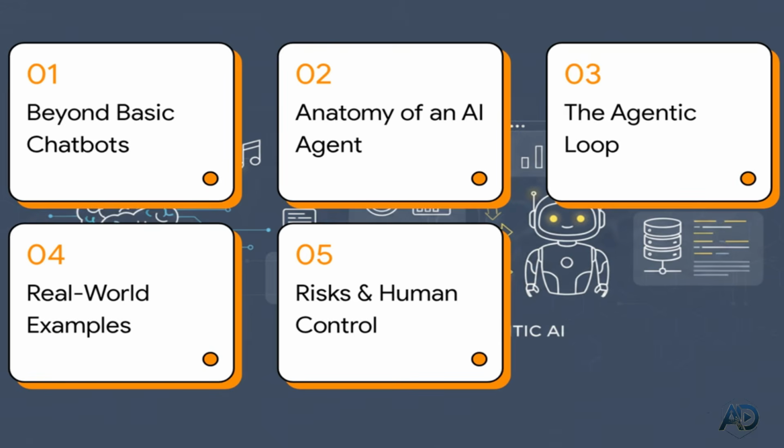Here's our roadmap for today. We're going to cover: 1. Beyond the basic chatbot. 2. Anatomy of an AI agent. 3. The agentic loop in action. 4. Practical real-world examples. And 5. Risks and human control. Let's get into it.